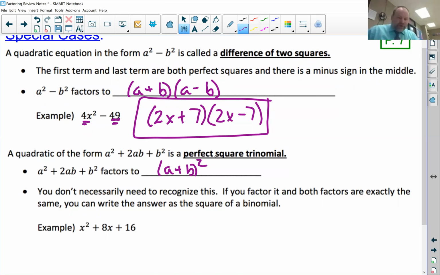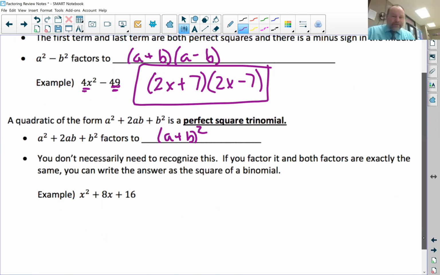The great thing is you don't have to recognize that you have a perfect square trinomial. You can factor using the X method or the slide method, and you will get the exact same answer. If you do factor using the X or the slide method, if there's a number in front of that A, both factors are going to be exactly the same. And you can write it just like that, a plus b, the quantity squared.